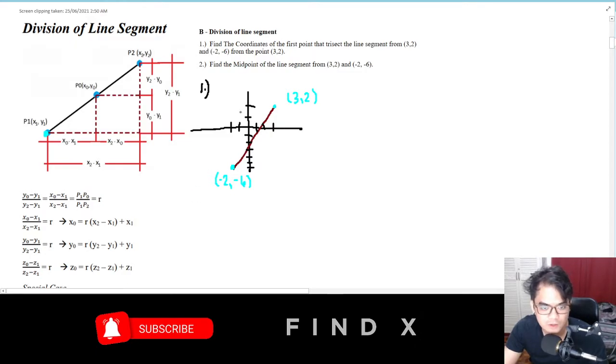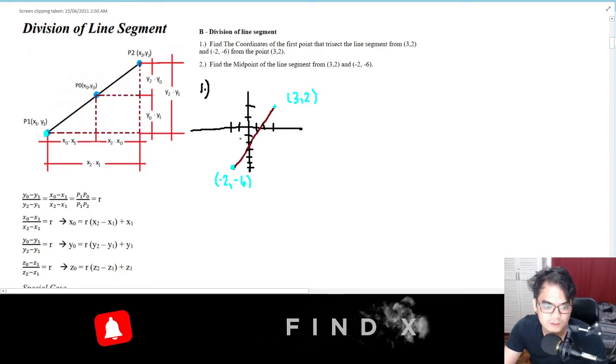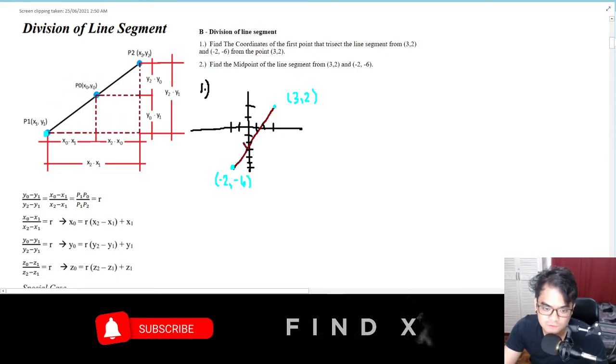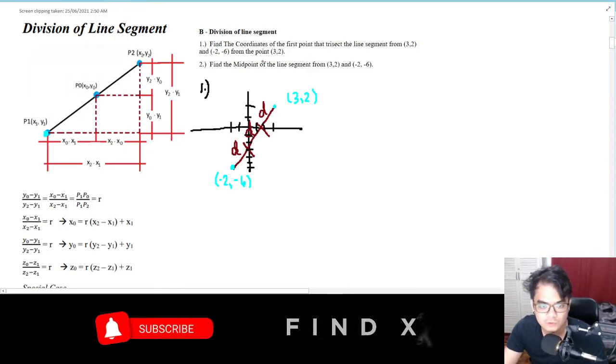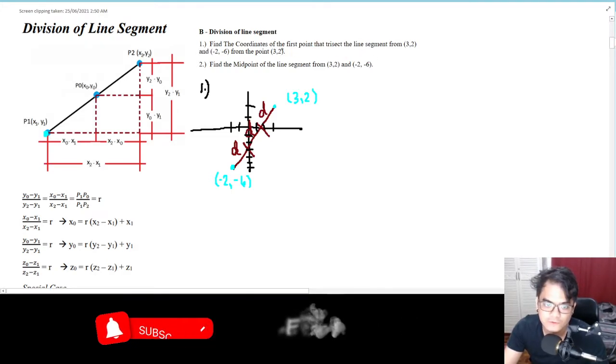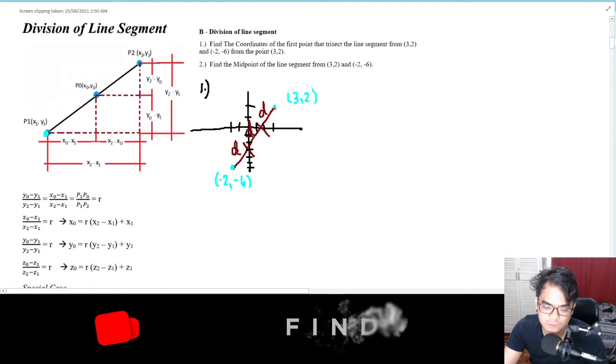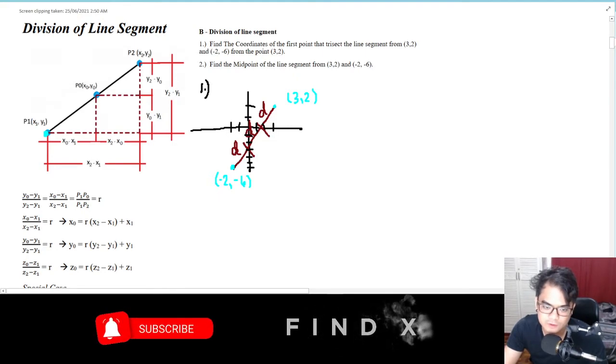And then you have to find the trisect. Therefore, we have to divide this into three portions. So dividing that, let's say this is the first one, and then this is the second one. Let's say this is D, of course, those three are equal. So D, and then D, and then D. So you have to find the first point from the point (3, 2). So if this is point (3, 2), therefore this is the one that we are looking for.